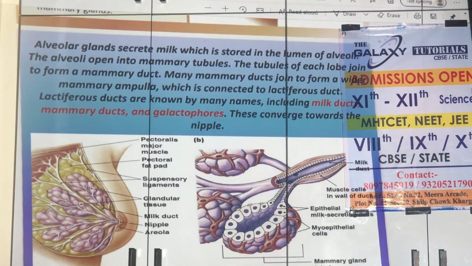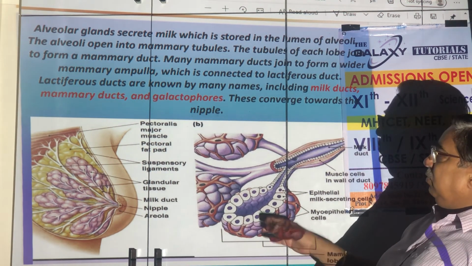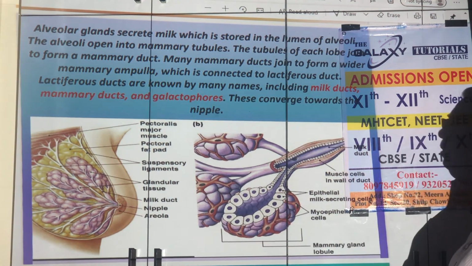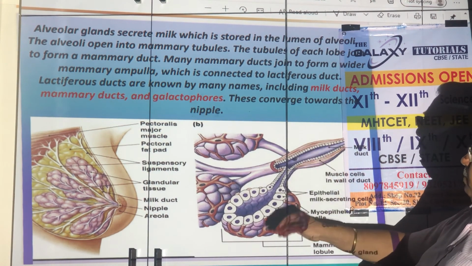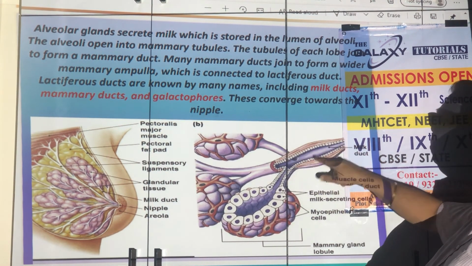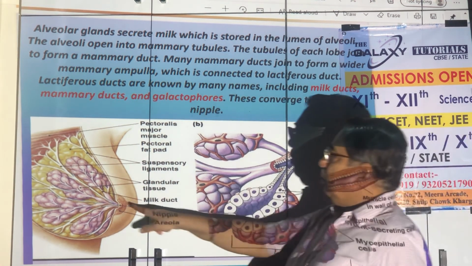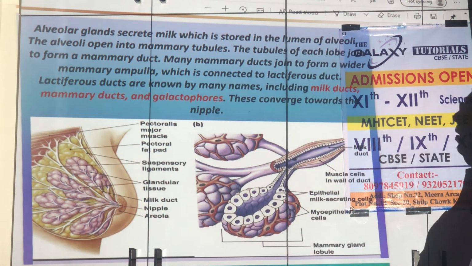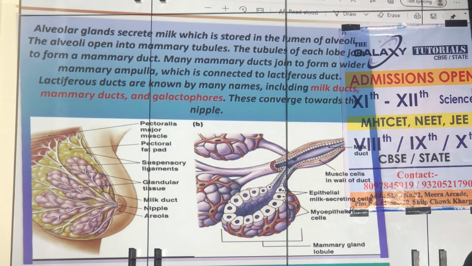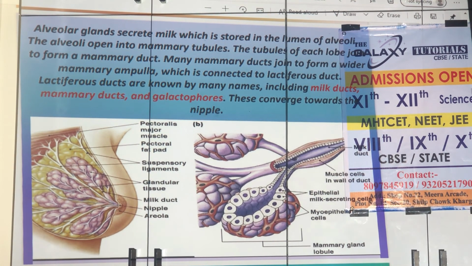Let's have a look at details for NEET now. Alveolar glands look like this in detail. We know them from epithelium in the 11th standard. They all secrete milk, with all components: calcium, vitamins, water. It comes out in the tubule, the milk duct, and all these join the mammary ducts. You call them milk duct, mammary duct, galactophores for your NEET purpose, and they converge and all join towards the nipple for the release of milk.